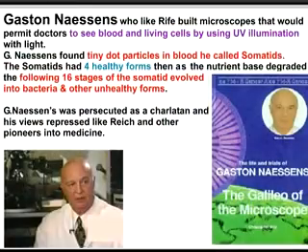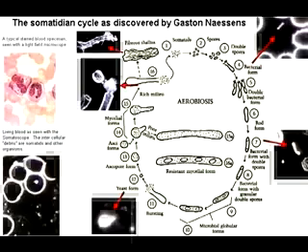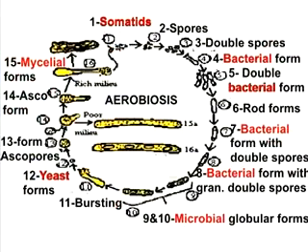Then along came Gaston Naessens, who built a Rife type of microscope that would permit doctors to see blood and living cells illuminated by UV light. The tiny dot-like particles in the blood he called somatids. These somatids had 4 stages that had healthy forms, and then as the food or nutrient base degraded, the following 12 stages of somatid evolved into bacteria and unhealthy life forms such as yeasts and fungi.